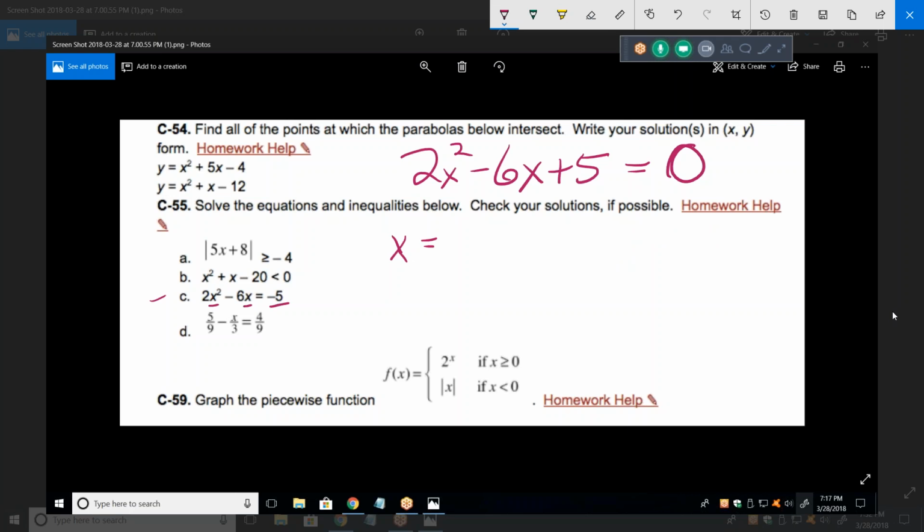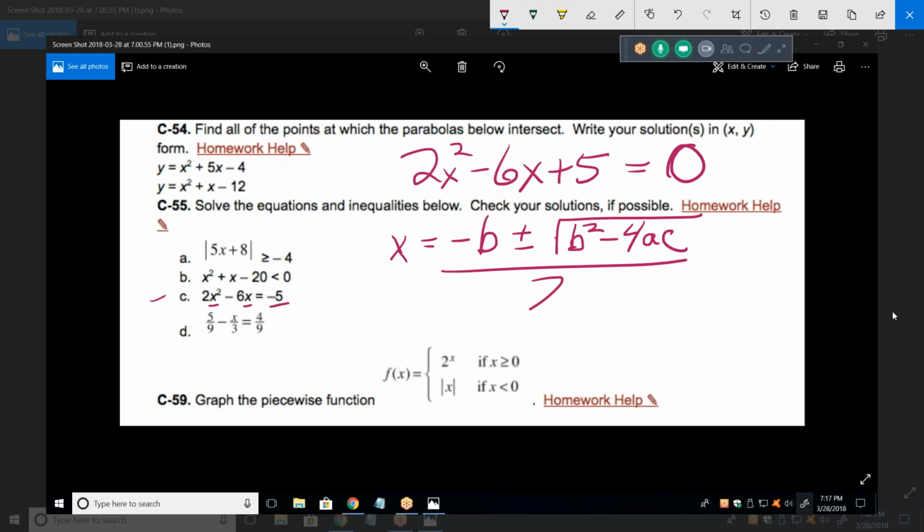If you can always remember the general, then you're never going to have a problem. But you've got to remember the general. Negative b plus or minus the square root of b squared minus 4ac all over 2a.